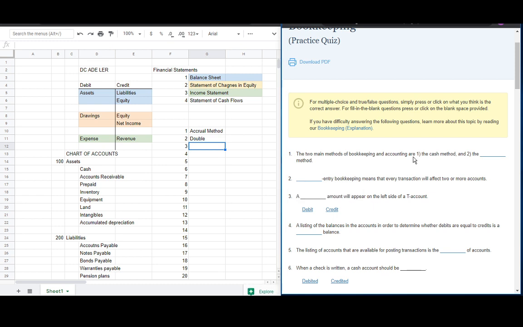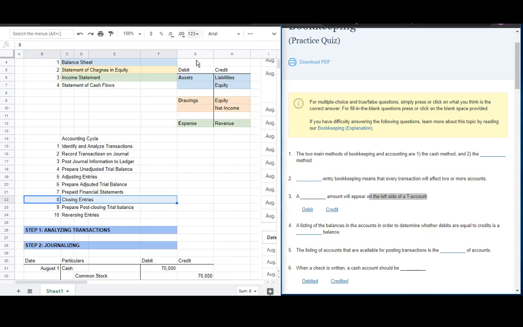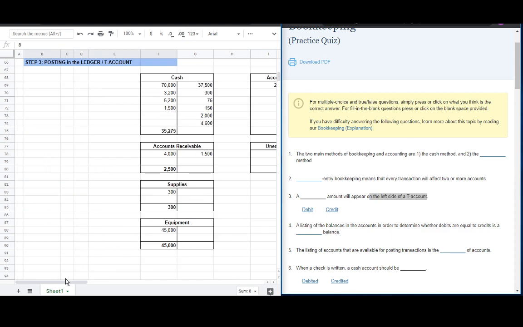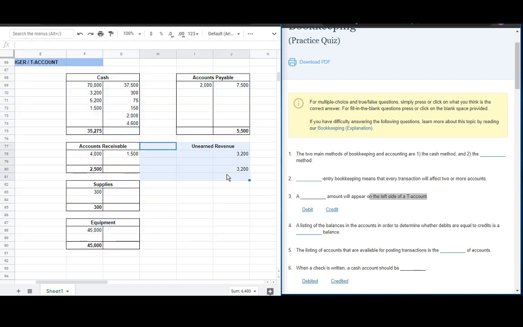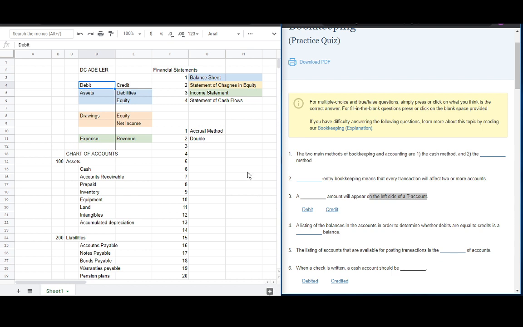So number 3, a blank amount will appear on the left side of a T account. So what does a T account look like? It looks like this. Hindi siya letter T. So actually it's letter T if we remove the borders. And the left side is a debit. Always the left debit, always right it is a credit.